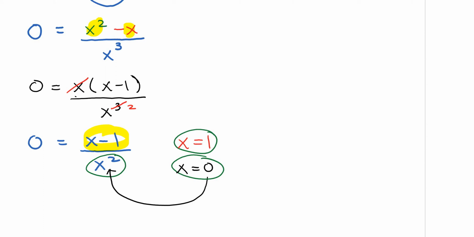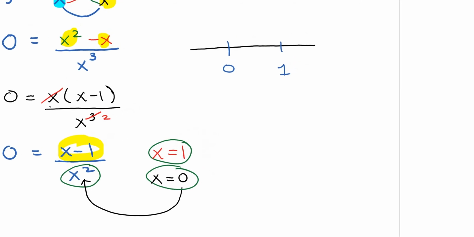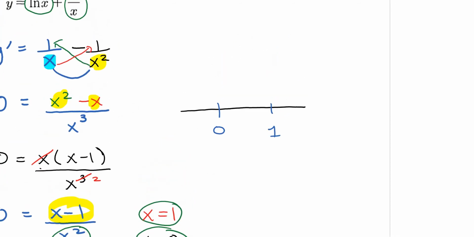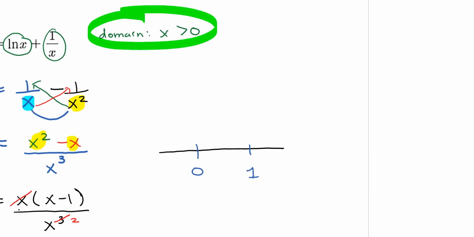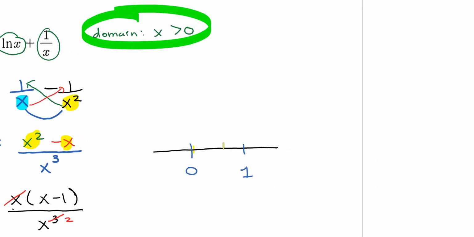And once I have my critical numbers, I can establish my number line here. Let's go ahead and plug those numbers on the number line. So there's a 1 here and a 0 there. And at the start of the problem, we did establish that the domain is x greater than 0. So we're only interested in these regions between 0 and 1 and anything past 1. So those are the regions where we need to test on our number line.